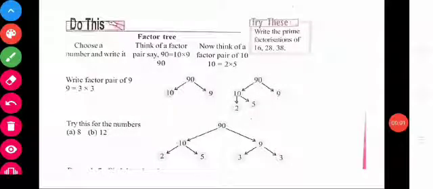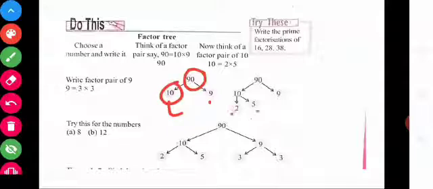Next one, it is the factor tree. In that factor tree, the number 90 can be written as 10 nines are 90. This 10 can be written as 2 fives are 10. This 9 can be written as 3 threes are 9. So what are the factors? 2 into 5 into 3 into 3.